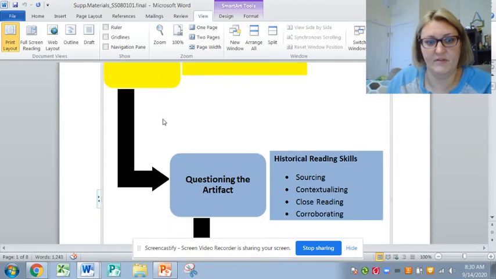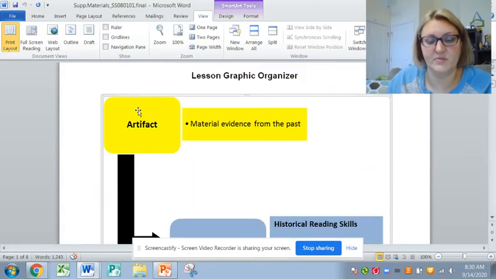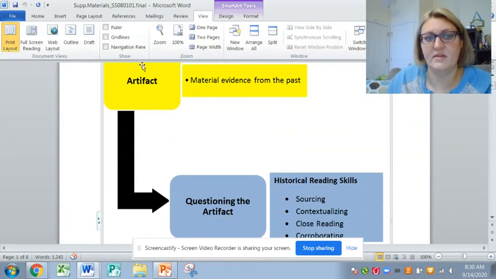We have this long flow chart here that takes us from the concept of an artifact, which you guys learned about last year through world geography and archaeology. An artifact is material evidence from the past. And we take this concept of an artifact and then we begin to question it.